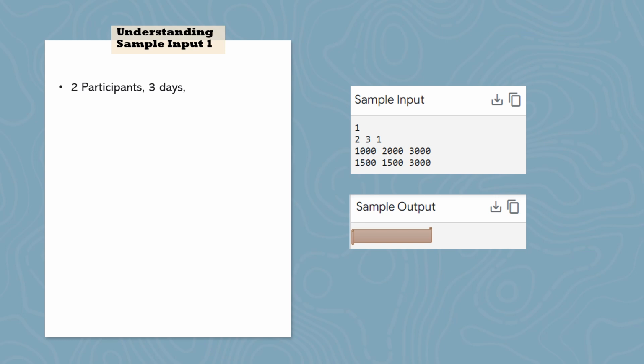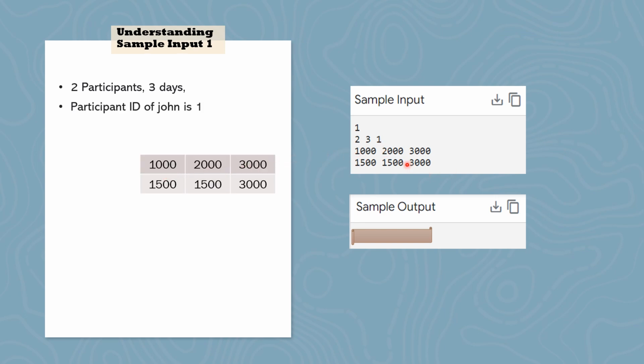So here in the given example, we have two participants and three days, and John's ID is 1. So let us put this number of steps in tabular format. This column data indicates the number of days, and the row data indicates which participant. John's ID is 1, so row 1 indicates steps taken by John. So we have to find out for every day what John's steps are and what the maximum steps are. Since we have only two participants, we can just subtract directly.